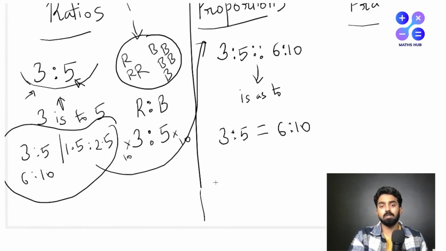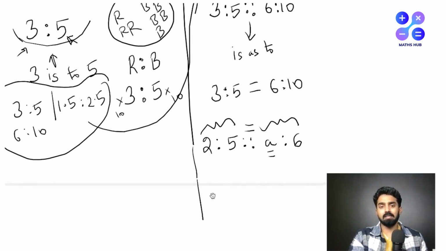You might be given a question where you say, let's say a ratio of 2:5 is the same as A is to, let's say, 6. In this case, what is being said here is that this ratio and this ratio are one and the same, are equal. So how would you try to solve this? We'll see how. It's actually very simple.